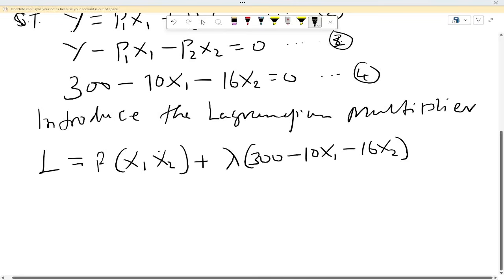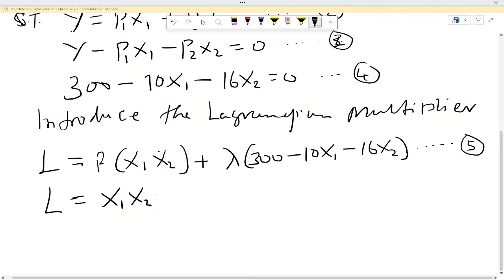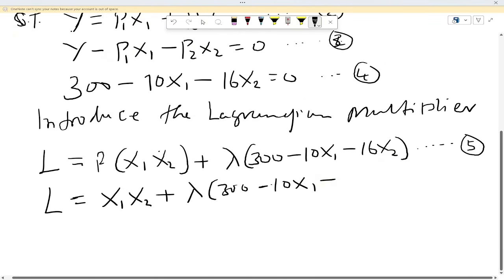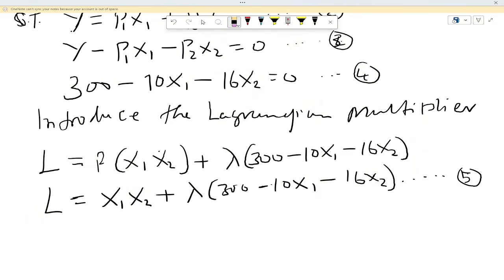Then close brackets. You can call this equation 5. You can rewrite it, just remove the f to look like this. And you introduce the lambda: 300 minus 10x1 minus 16x2. In fact, let this be your equation 5. So you cancel the other equation.